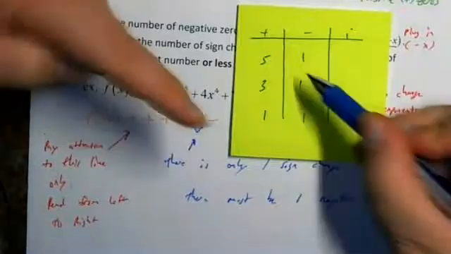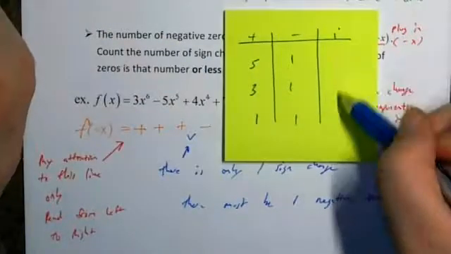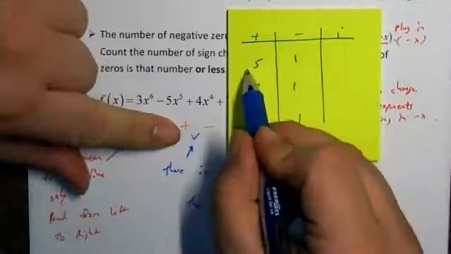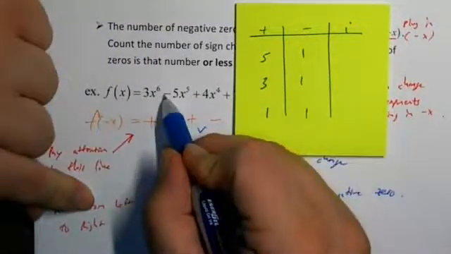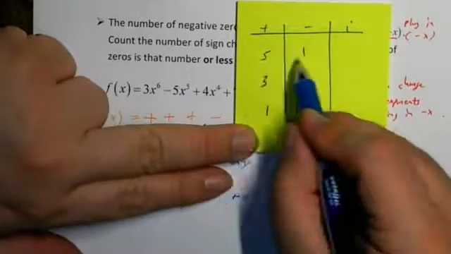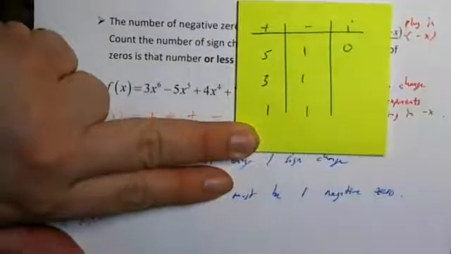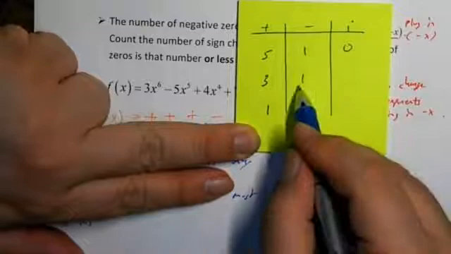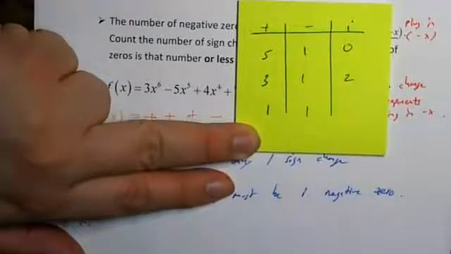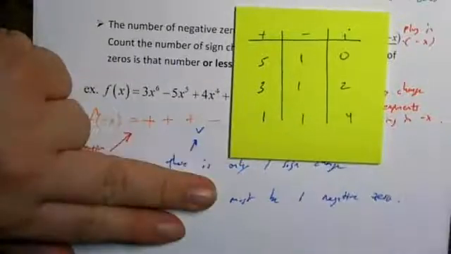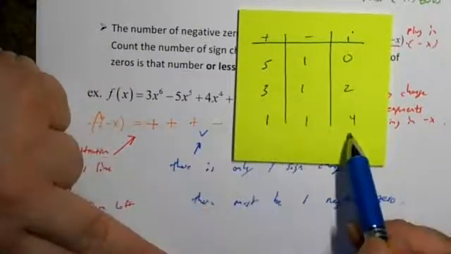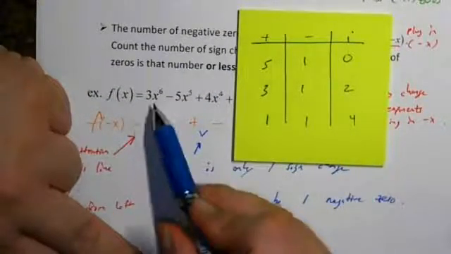Now from this, we have to fill out the last column. Each row, remember, must add up to the degree of the polynomial. Well, this was a 6th degree polynomial. So 5 plus 1 is already 6, so nothing happens here. 3 plus 1 is 4, so this must be 2. 1 plus 1 is 2, this must be 4. Now each row adds up to 6 because there are 6 zeros.